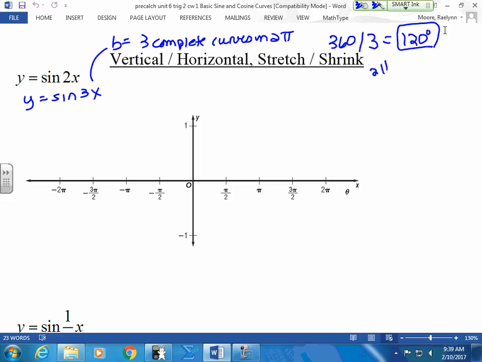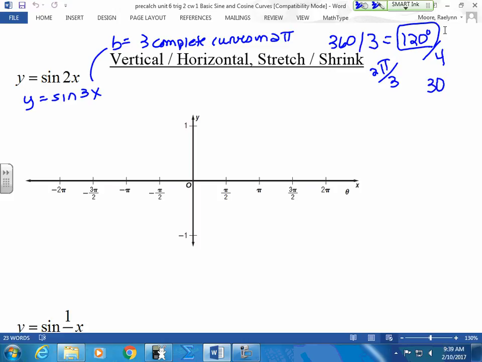2 pi divided by b. And this says every 120 gives me my period. Degrees is a little bit easier to see. Now, I can mark this off to every 120 and figure it from there. And then within that 120, how many cycles do I need? How many points do I need to plot? 4, my 4 quadrants, right? So take 120 and divide it by 4. Where do my tick marks have to be?